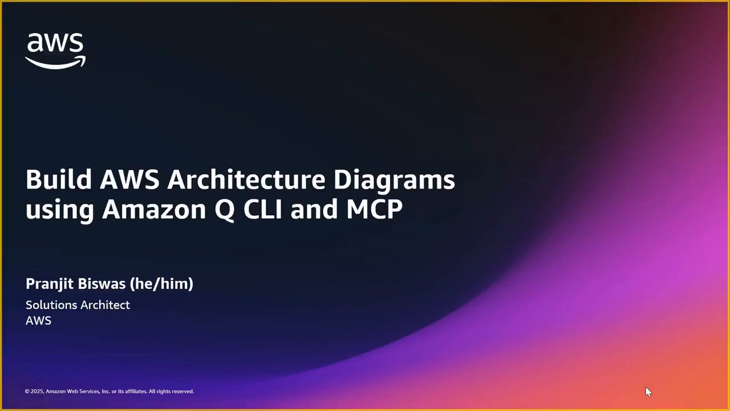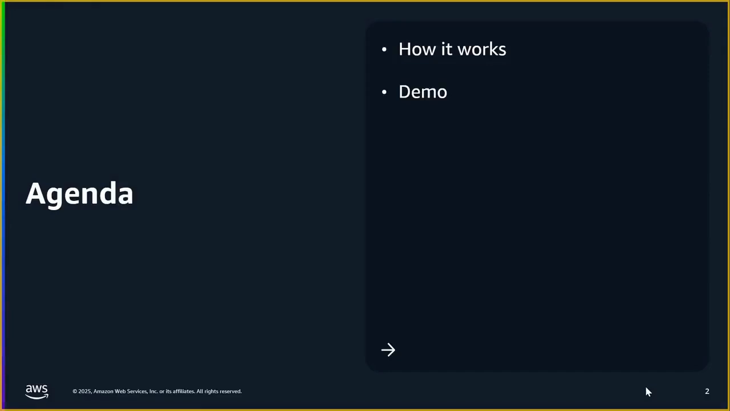Well, what if I told you that you can now generate professional AWS architecture diagrams in seconds directly from your command line using nothing but natural language? So today we are going to dive into one of the most exciting integrations I have seen this year, which is combining Amazon Q CLI with the Model Context Protocol or MCP to automatically generate beautiful, accurate AWS architecture diagrams.